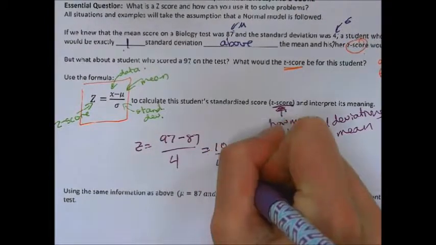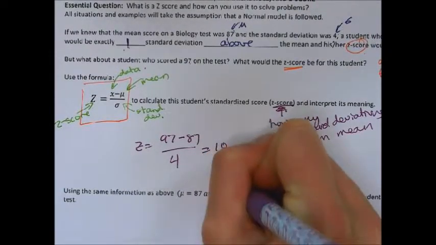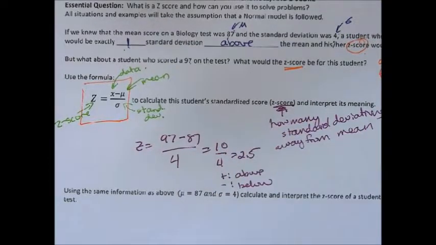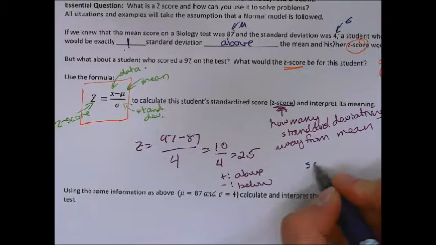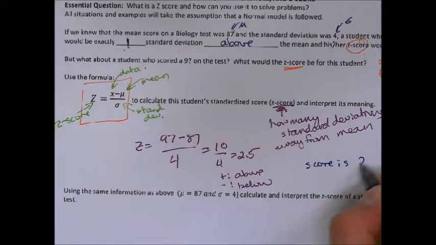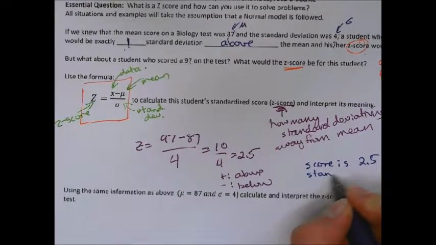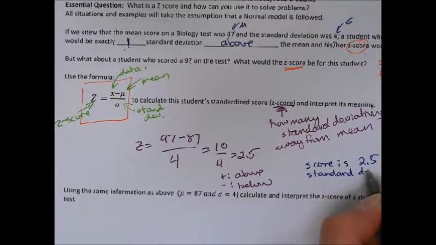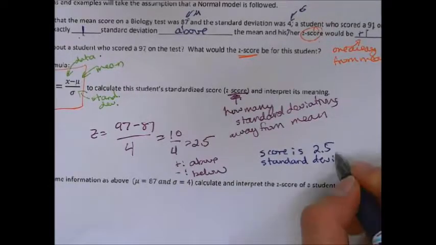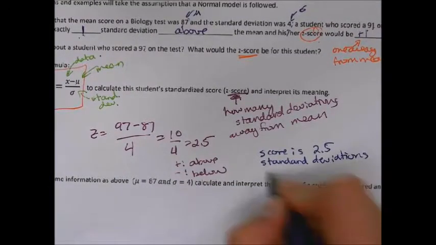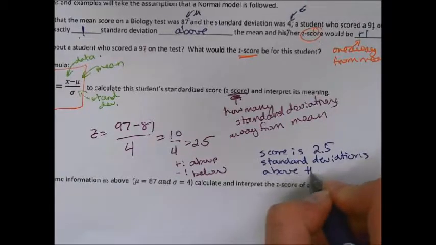If it's positive, then we're above. And if it's negative, we're below. And so how would I interpret this? The score is 2.5 standard deviations above the mean.